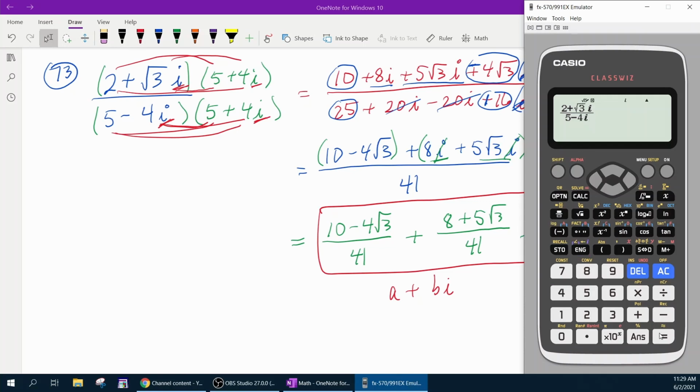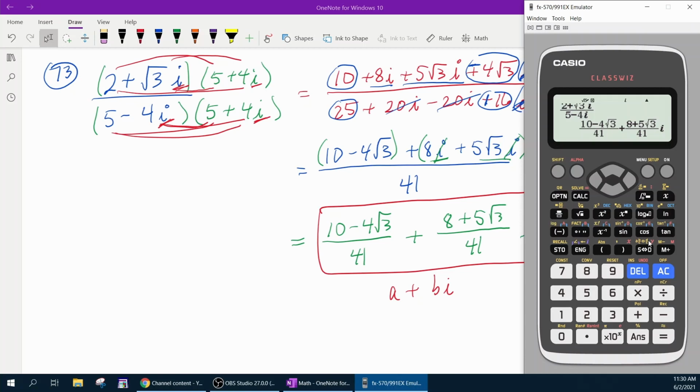All right, let's see what we get. Oh my gosh, it gave us the answer. I didn't expect it to do that. That just shows how fantastic the Casio ClassWiz is. I never would have thought it would have given the answer like that, but it did.